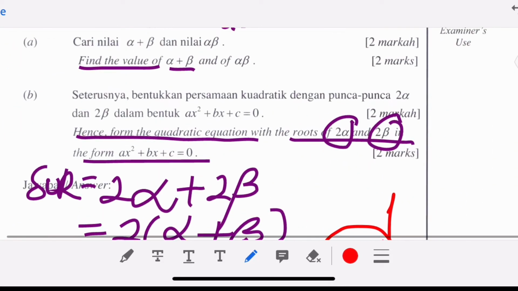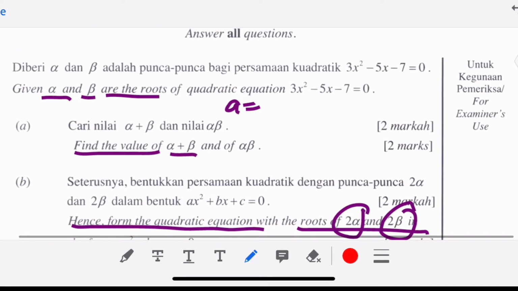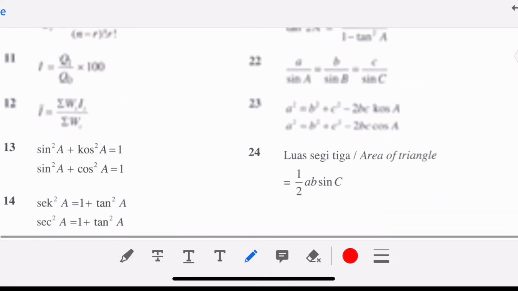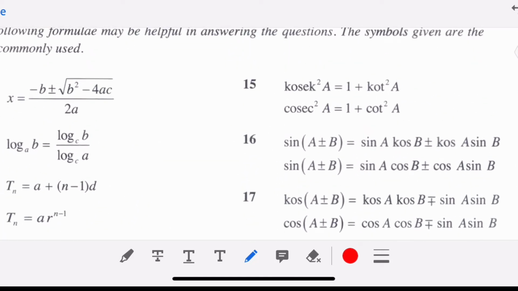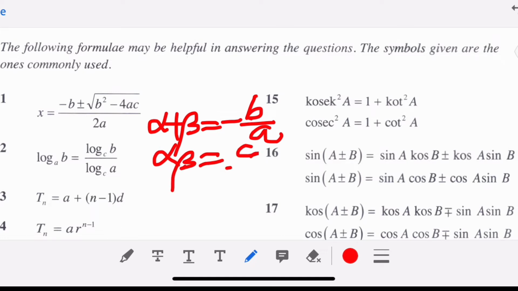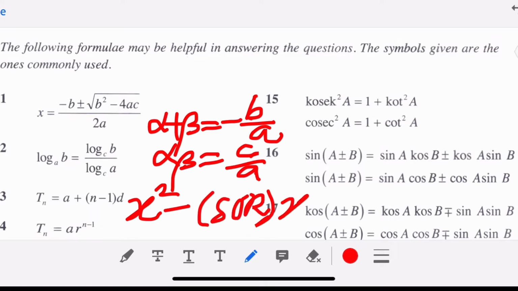The first question is asking a very basic concept, which is the sum of the roots and the product of the roots. Bear in mind that this formula won't be given. So maybe you can write down that the sum of the roots is negative b over a, the product of the roots is c over a, and forming the equation is x squared minus sum of the roots x plus product of the roots. It depends on the roots given, like this. You add on to the list of formulas that were not given.